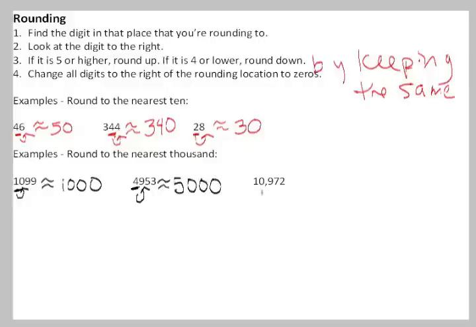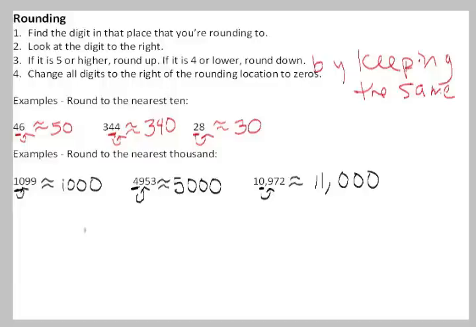Here's one more example. Again, we're going to round to the nearest 1,000. The 0 is in the thousands place. We look to the right, and that is 5 or above. So the 0 in the thousands place is going to go up to 1. So we round up to 11,000. Everything after the thousands place becomes a 0. So 10,972 is closer to 11,000 than it is to 10,000.